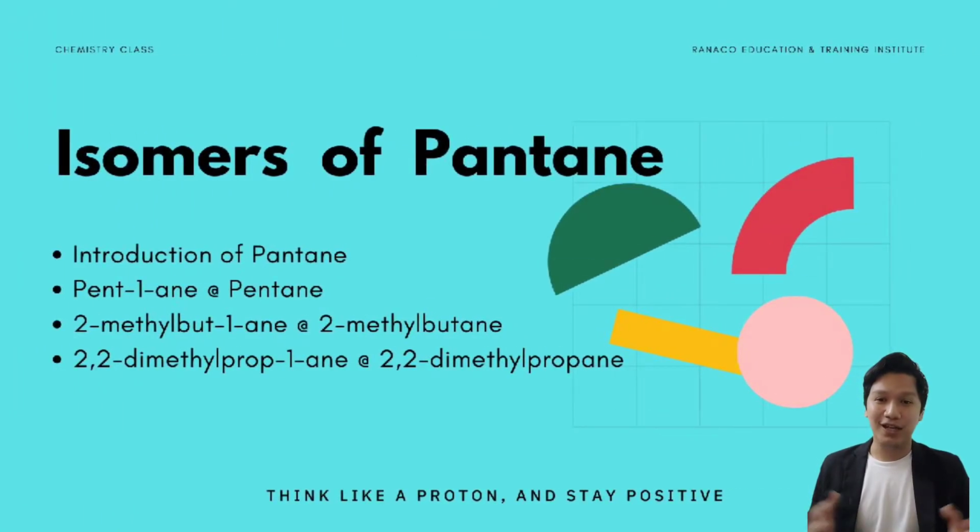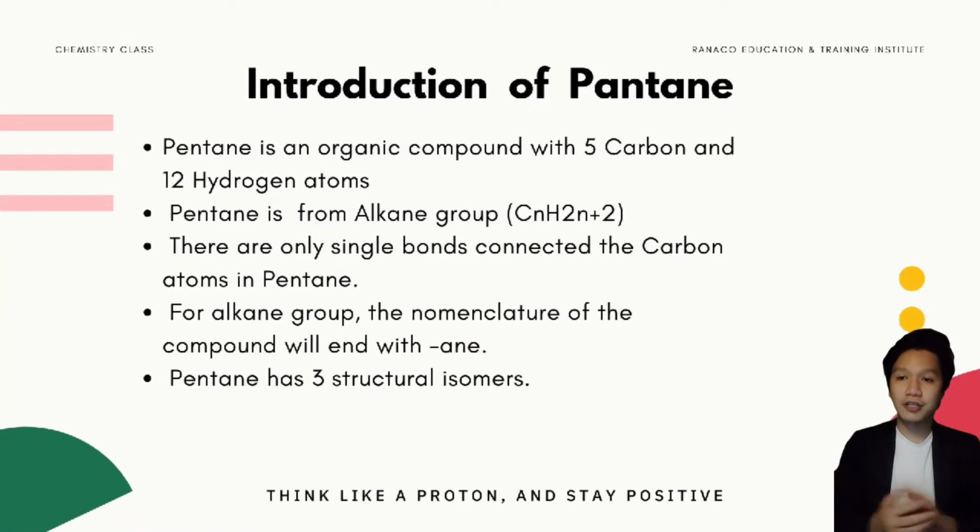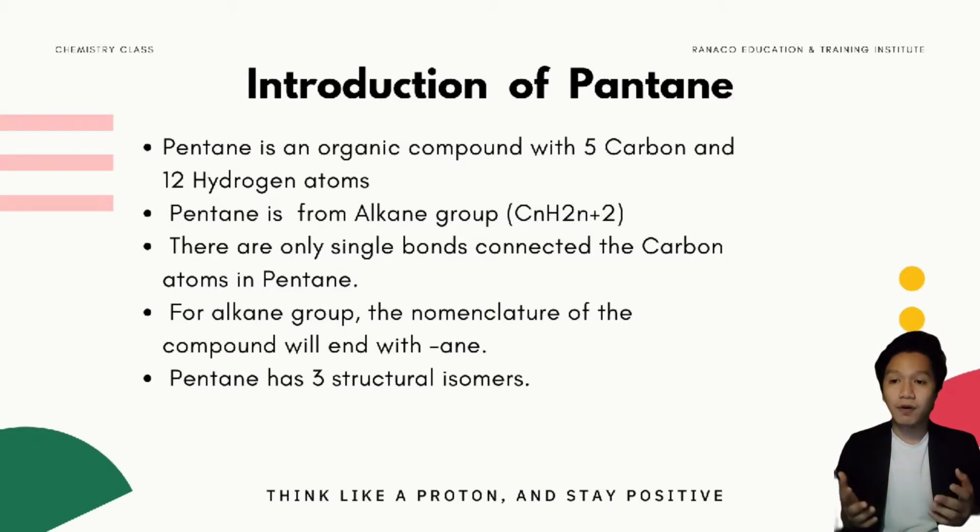Now, let's have a look into isomers of pentane. Introduction of pentane. Pentane is an organic compound with 5 carbon and 12 hydrogen atoms. Pentane is from the alkane group with the formula of CnH2n+2. Thus, it explains the numbers of carbon and hydrogen atoms in their structural formula. There are only single bonds connecting all the carbons inside the pentane. For the alkane group, the nomenclature of the compound will end with ANE.